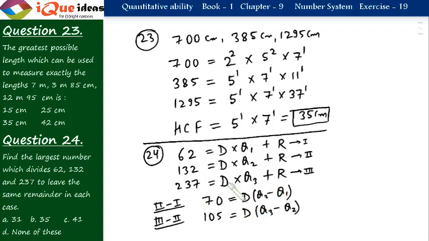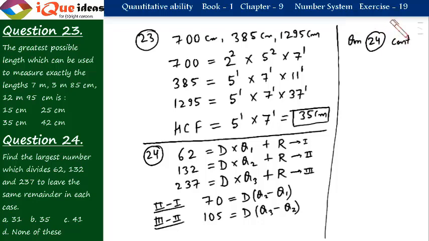Now look at this very carefully. 70 is equal to D into Q2 minus Q1. Hence, D has to be a factor of 70. Similarly, 105 is equal to D into something. So again, D has to be a factor of 105. All right. So D is very clearly a common factor of both 70 and 105. Okay. So I'll write it here.